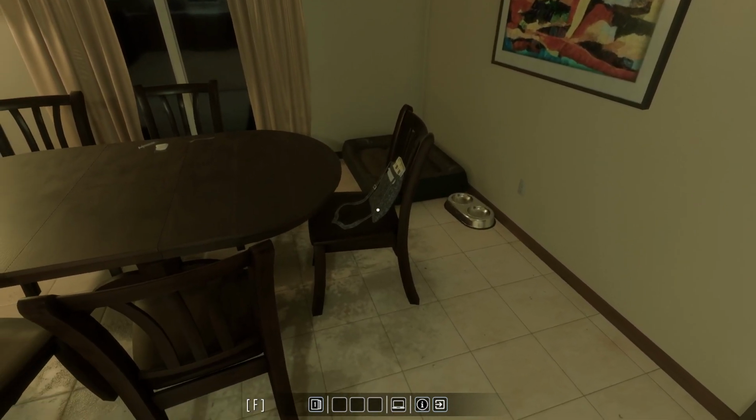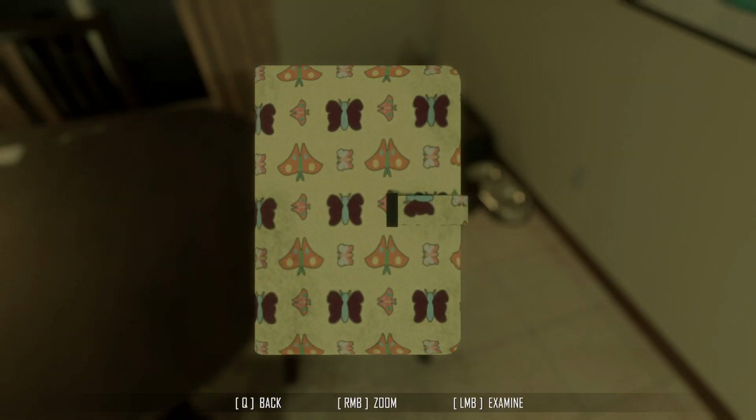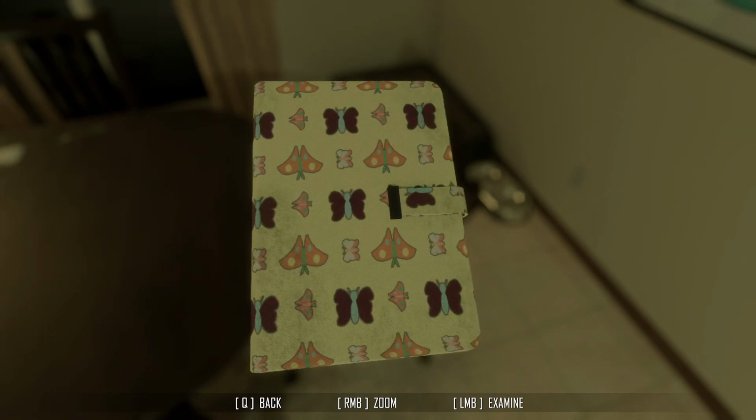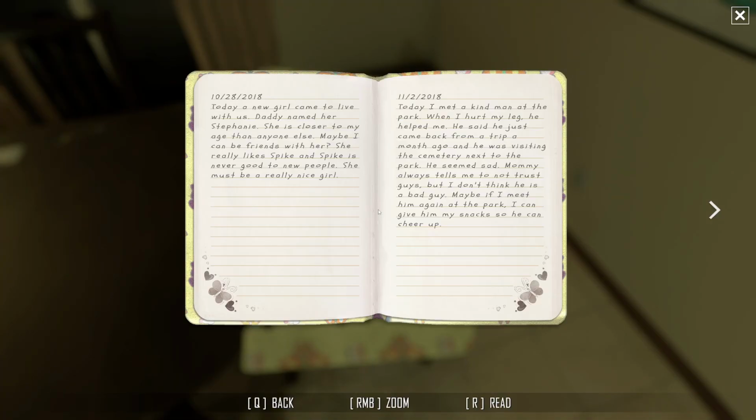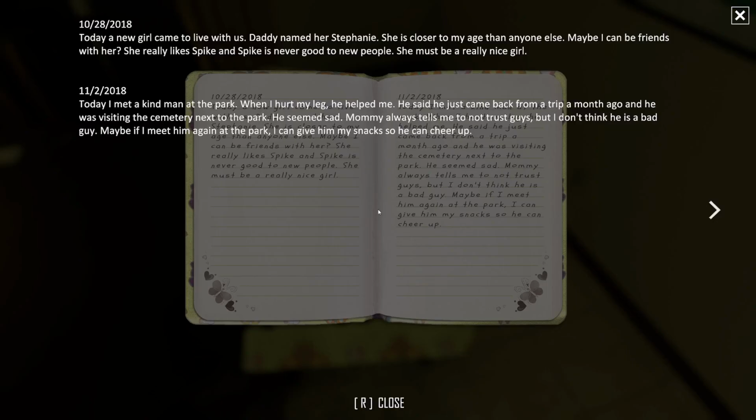Don't tell me this bag is interactable. Okay. As thorough as I thought I'd be, I wasn't thorough enough. So let's see what we have here. Today, a new girl came to live with us. Daddy named her Stephanie. She is closer to my age than anyone else. Maybe I can be friends with her. She really likes Spike, and Spike is never good to new people. She must be a really nice girl.